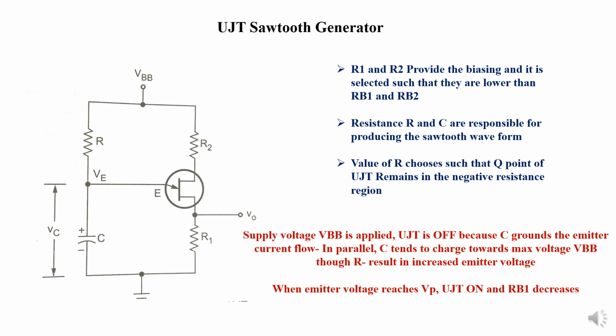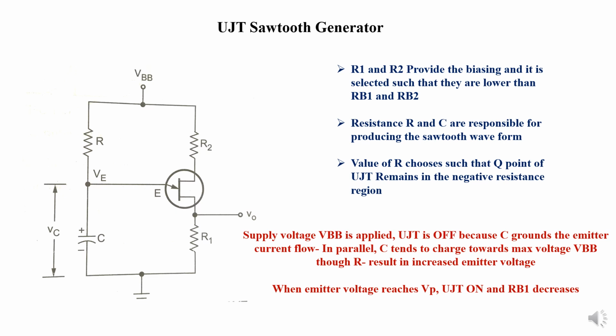The resistance R and the capacitance C that are connected are the main components that determine the waveform. Based on the values of resistance and capacitance that we incorporate in the circuit, we get the sawtooth waveform. So we should properly select the value of R, and in addition we should consider that the value of R is chosen such that the Q point of the UJT remains in the negative resistance region. This is the other consideration that we should make.